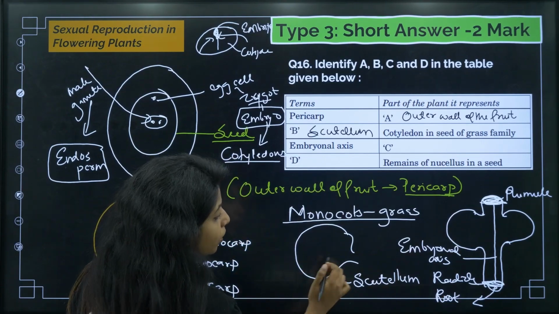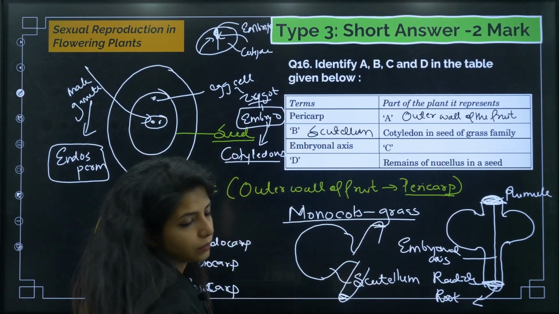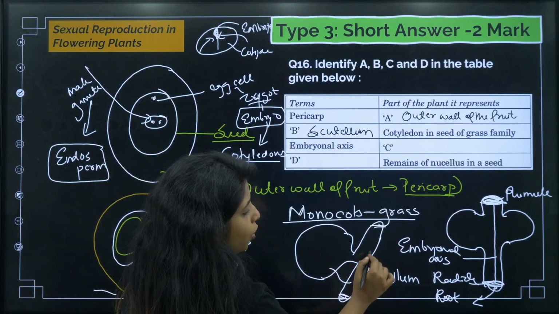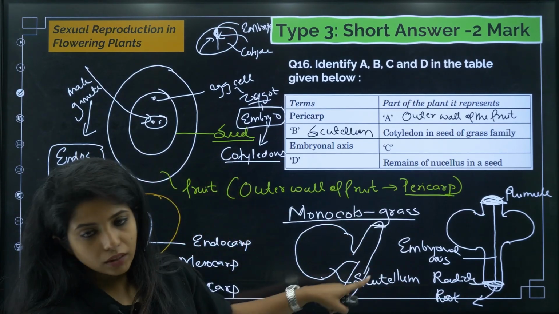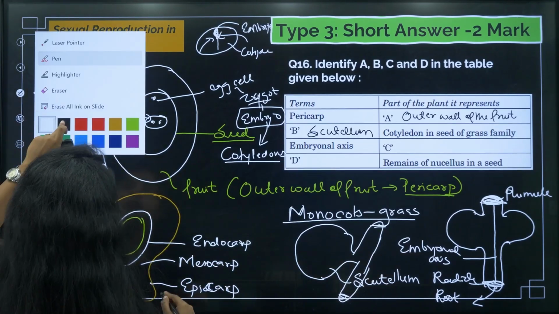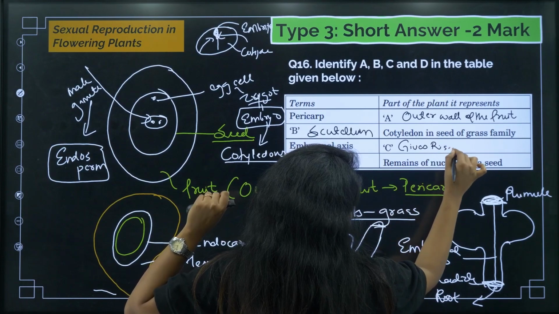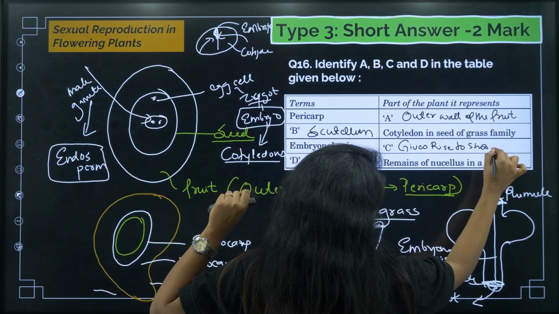Now over here for monocots, from one side everything will come. So this will be the radicle, this will be the plumule. They do not have two cotyledons on either side, they just have one. This axis that you see over here is the embryonal axis. What does it do? It gives rise to shoot and root.